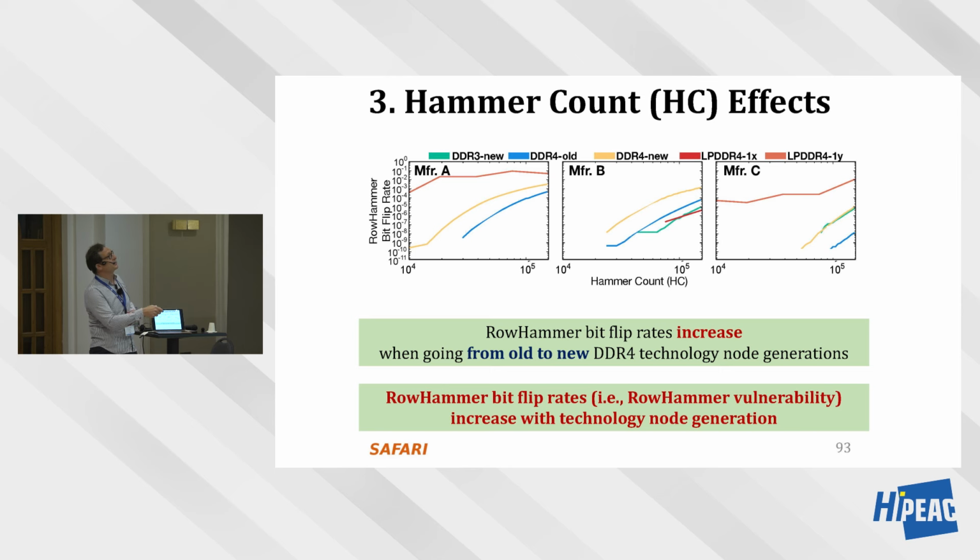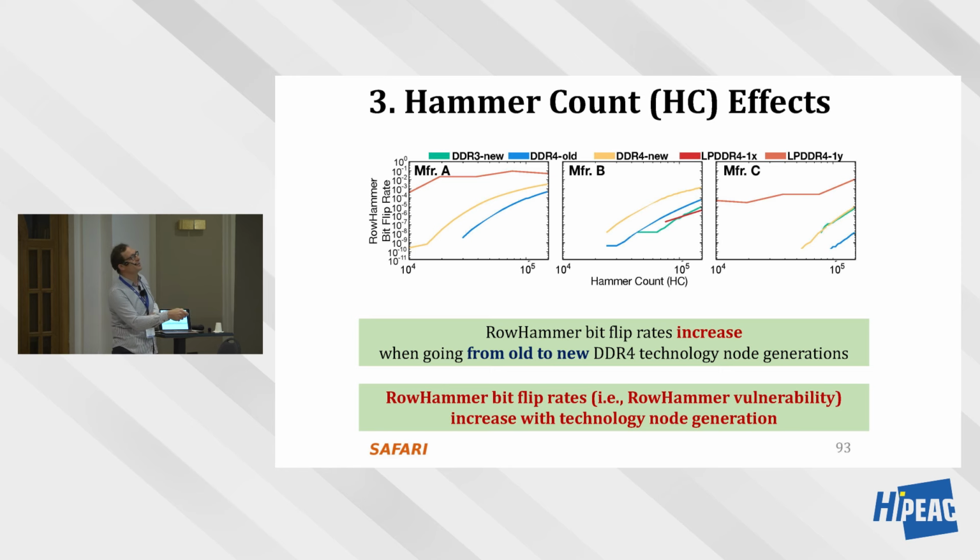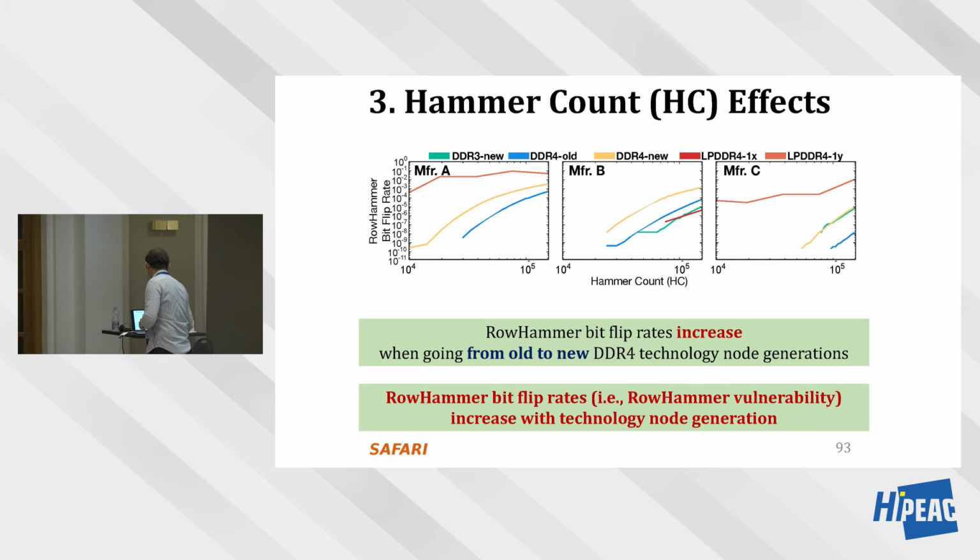So DDR4 old chips have a curve like this. In the new chips, the hammer count to induce the first bit flip shifts to the left, and the error rate also increases, which means that newer chips are clearly more vulnerable than the older chips. And that's true for all manufacturers, as you can see. We don't have chips from all manufacturers, that's why the curves are kind of weird, but the trends are the same. Okay. So what about mitigation mechanisms?